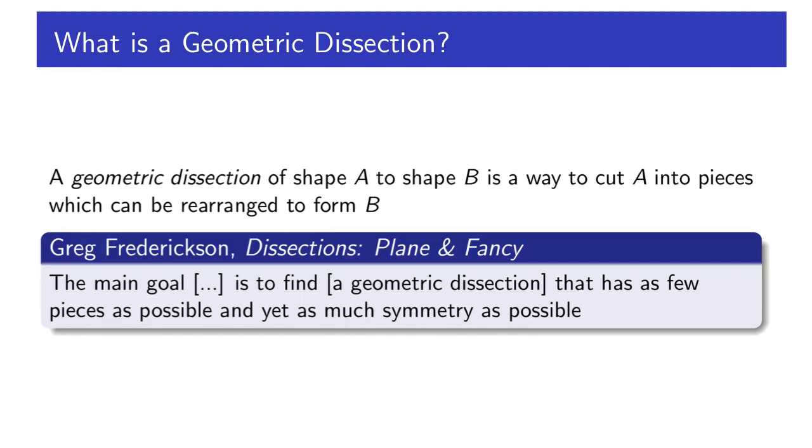A geometric dissection between two shapes is just a way to cut the first shape into some pieces, which can be rearranged to form the second shape. Because it has been a recreational math sort of thing for most of its history, there's a lot of trying to find the most symmetric one, or the one that's most aesthetically pleasing, or ones with some other properties that we'll talk about later. But in particular, also with the fewest pieces.